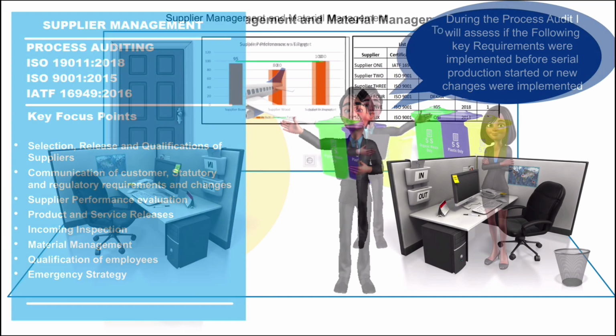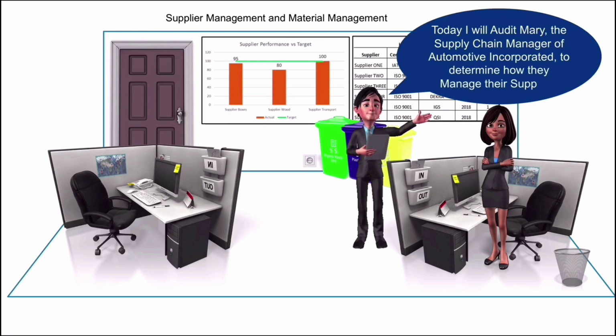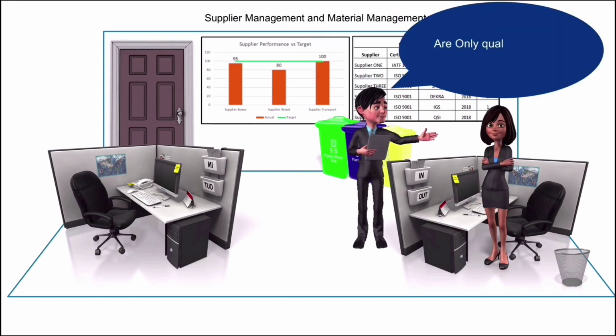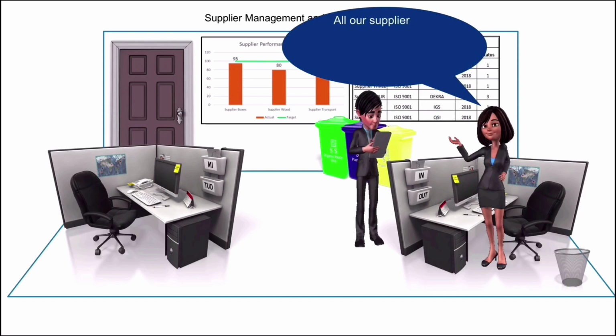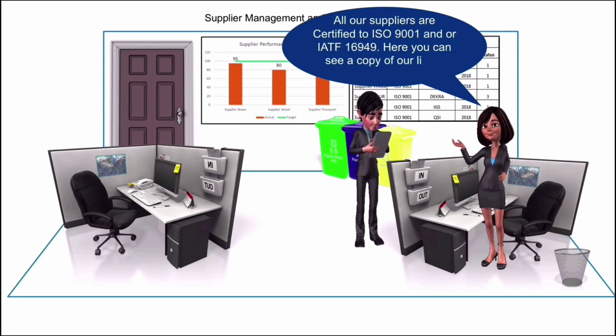emergency strategy. Today I will audit Mary, the supply chain manager of Automotive Incorporated, to determine how they manage their suppliers. Good morning, John. Can you please ask me what you would like to see? Are only qualified suppliers used? All our suppliers are certified to ISO 9001 and/or IATF 16949. Here you can see a copy of our list of approved suppliers.